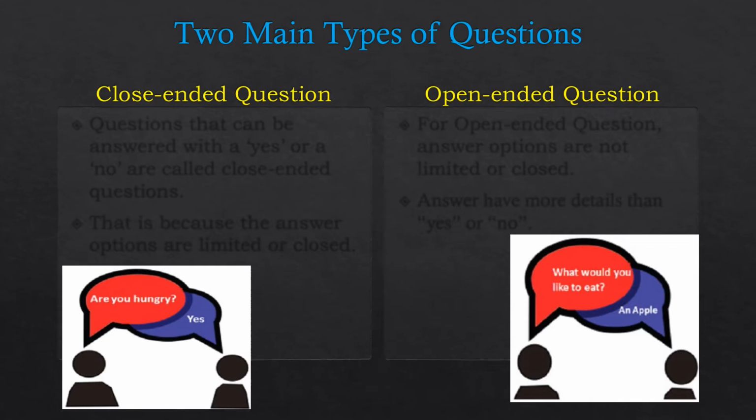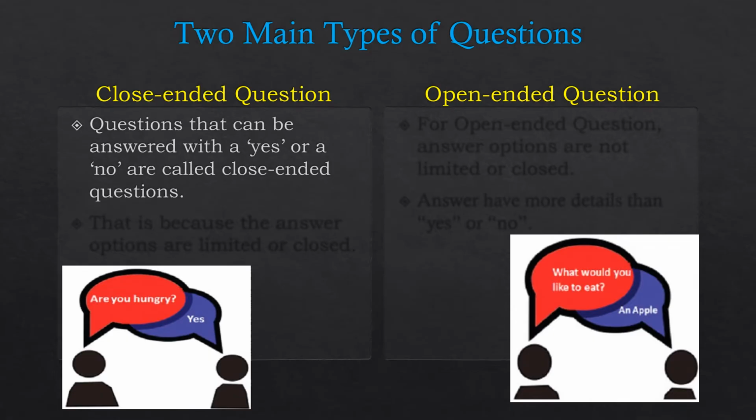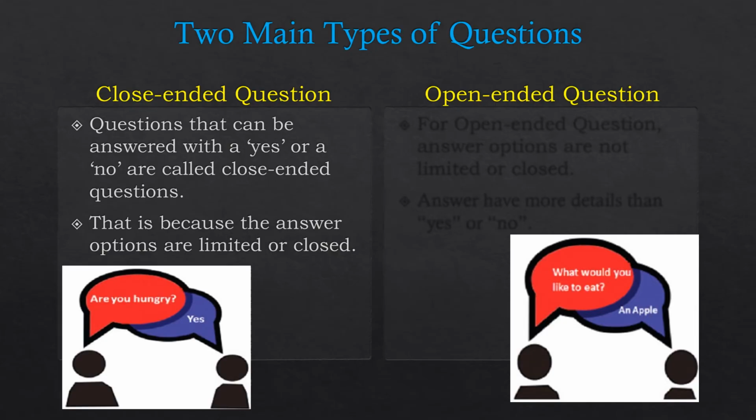Now, what are the main types of questions? There are two main types, close ended and open ended. The questions which can be answered with only yes or no are called close ended questions. And the reason why they are called close ended is that the answer options are limited. Means either you will say yes or you will say no. That is why it is called a close ended question.